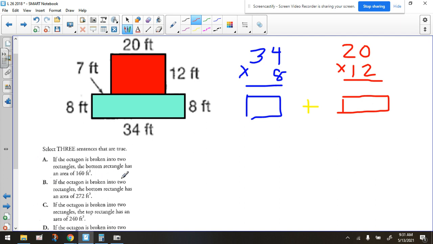B: If the octagon is broken up into 2 rectangles, the bottom rectangle has an area of 272 square feet. So do you see that these are really looking at, did you get this or did you get this when you multiply these two numbers together? So one of these will be true.